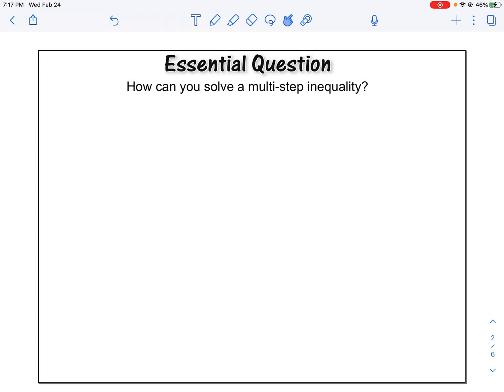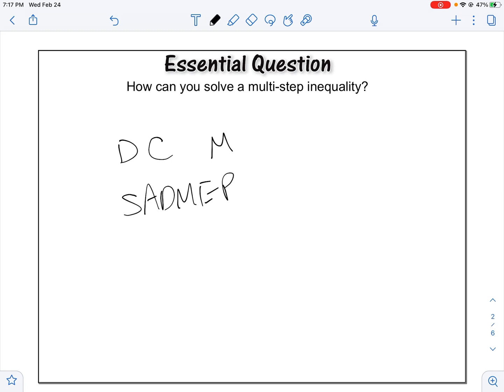Hi guys, this is section 2.4, solving multi-step inequalities. To solve these multi-step inequalities, you just need to remember DCM SADMAP. So let's look at these and let's get going.